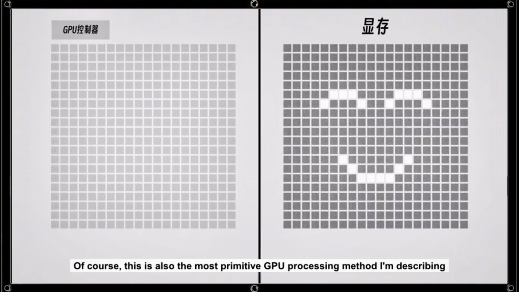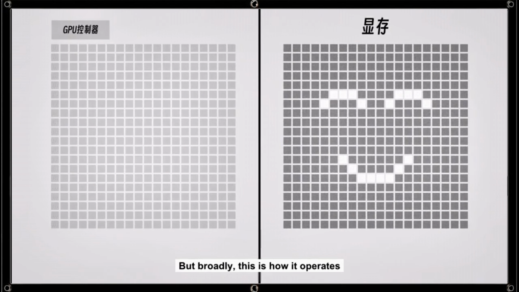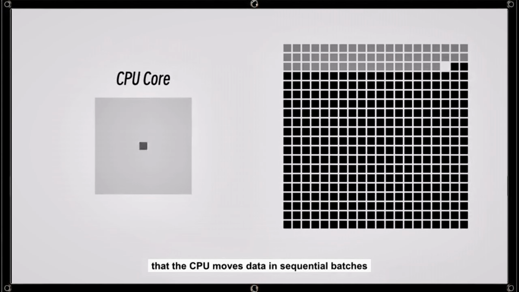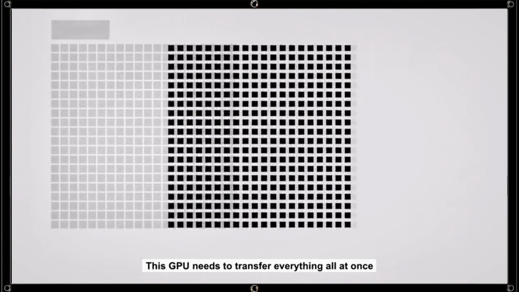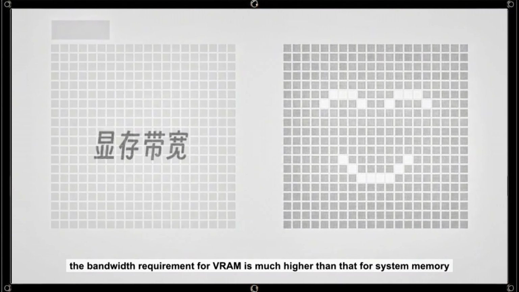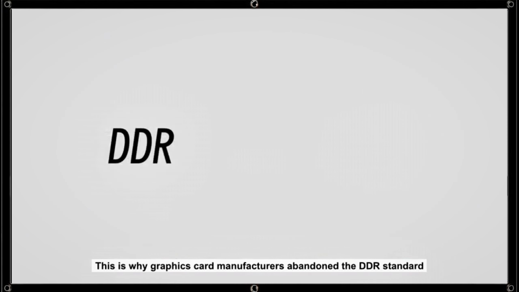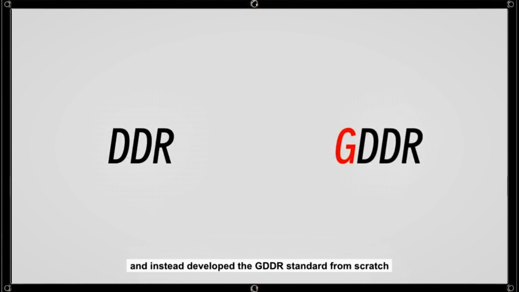Of course, this is also the most primitive GPU processing method I'm describing. But broadly, this is how it operates. By observing how CPUs and GPUs process tasks, you should be able to see that the CPU moves data in sequential batches. The GPU needs to transfer everything all at once. So, to accommodate the GPU's working method, the bandwidth requirement for VRAM is much higher than that for system memory. This is why graphics card manufacturers abandoned the DDR standard and instead developed the GDDR standard from scratch.